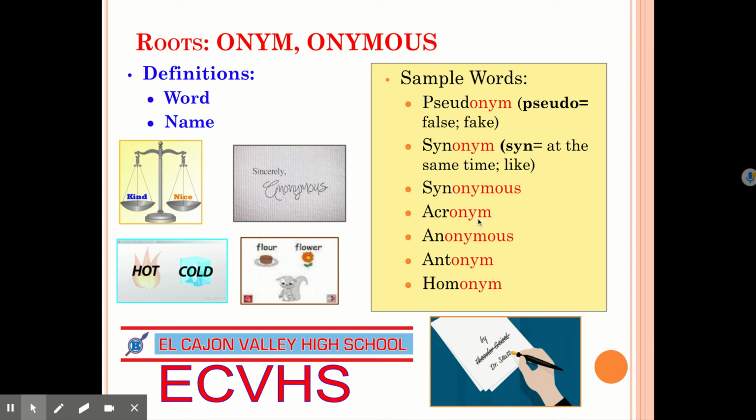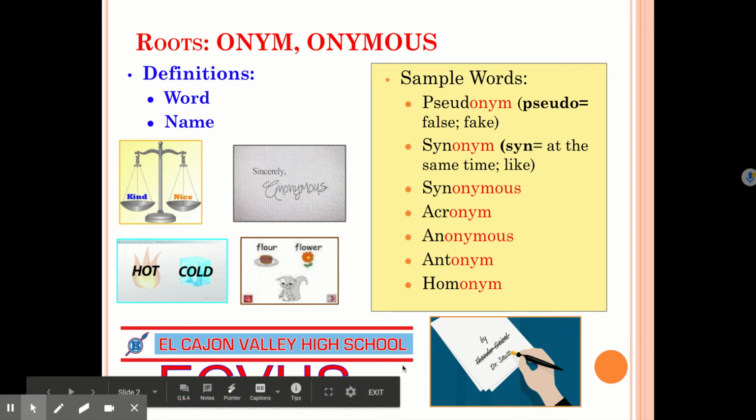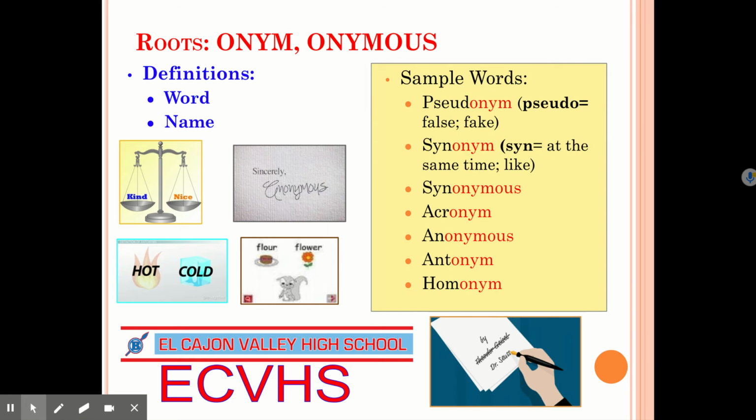Then we have an acronym, is a word made up from the first letters of the name of something, usually the name of a company or an organization. So here at the bottom, we have our school name, El Cajon Valley High School, and the acronym for that is ECVHS.